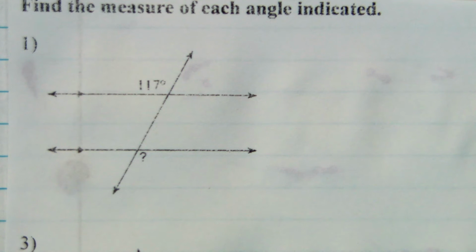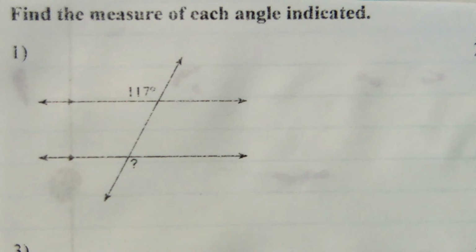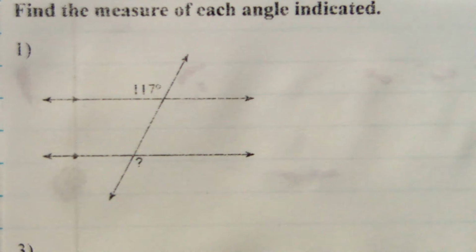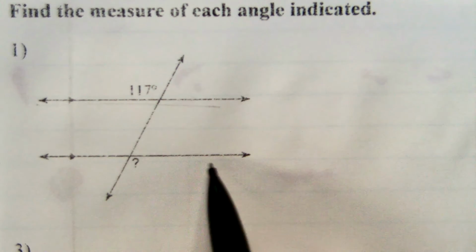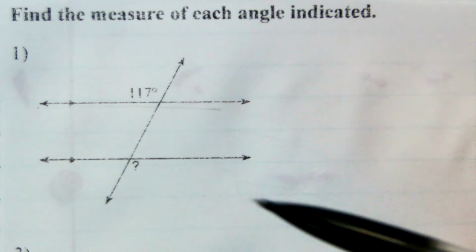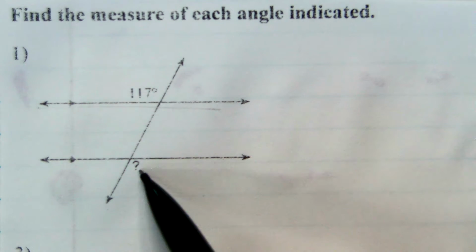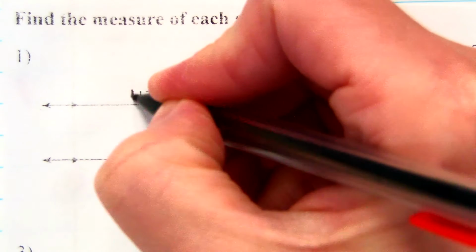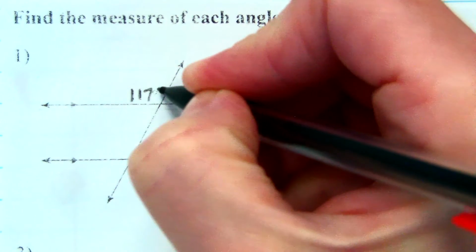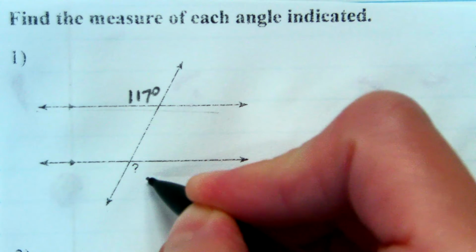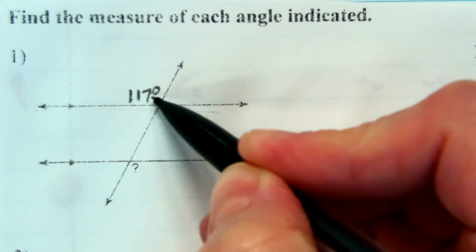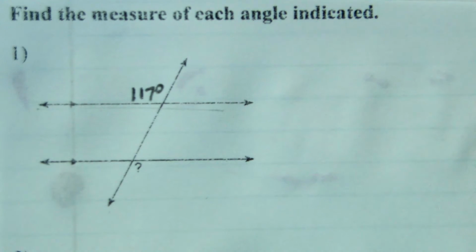All right, so we've already looked at which angles come out the same when you have two parallel lines and a transversal. We're going to look at some examples where they have a question mark. This is a little hard to read. It says 117 degrees, and then the question mark's down here. If you know one angle, you can actually find all of the other angles. So on this first example, I'm going to show you how that works.